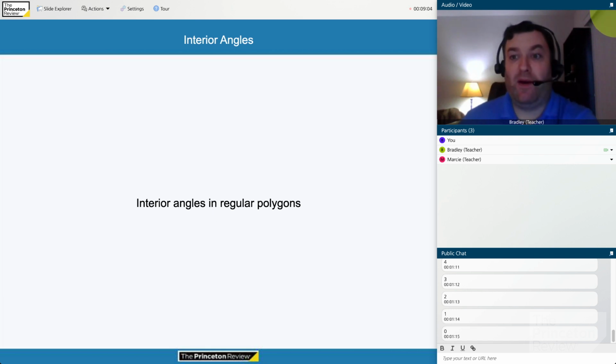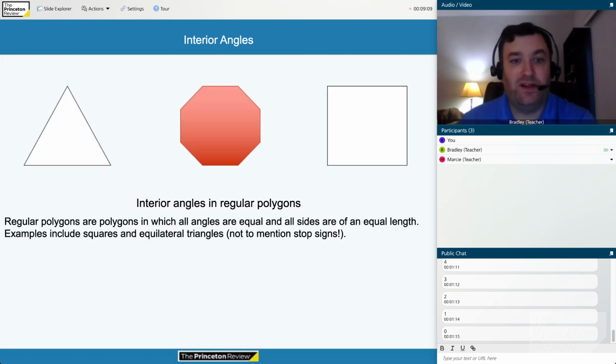So if we are talking about regular polygons and their interior angles, a regular polygon is just a polygon in which all of the angles are equal and all of the sides are of equal length. Obvious examples would be squares and equilateral triangles, but for those of you in the United States, a stop sign would be a good example of a regular octagon.